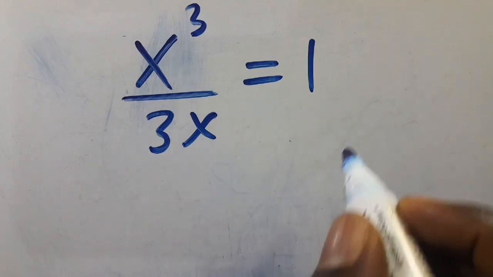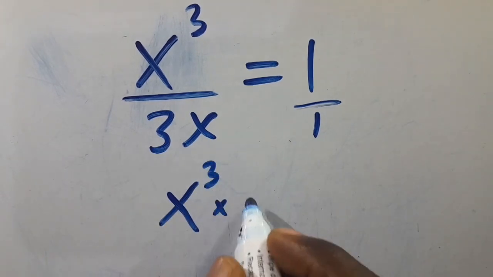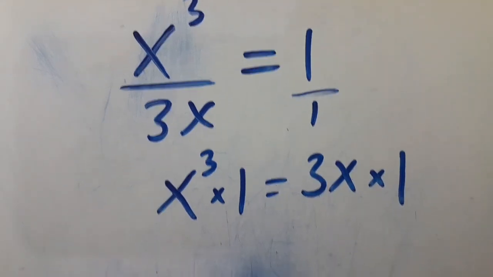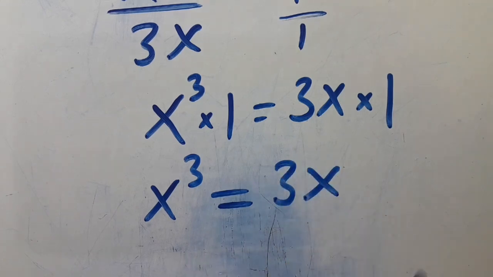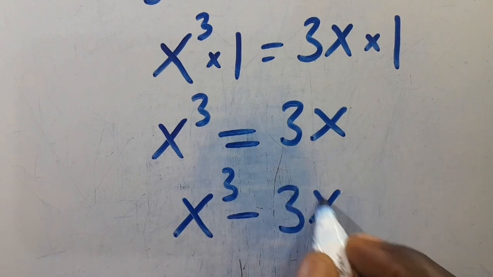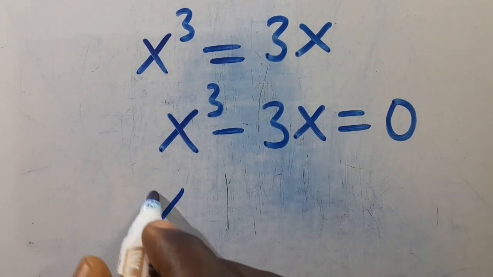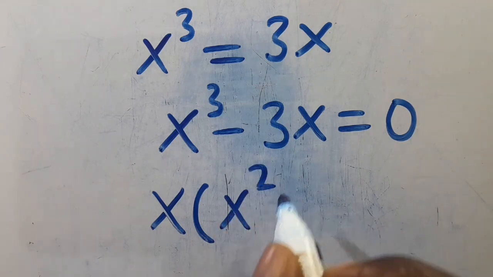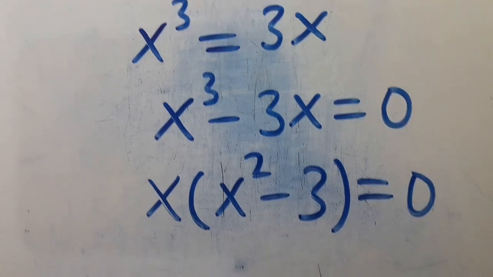From here, when we cross multiply, we have x to the power of 3 multiplied by 1 equals 3x multiplied by 1. So we have x to the power of 3 equals 3x. Taking this to the left, we have x to the power of 3 minus 3x, then we set everything equal to 0. What is common here is x. When we factor it out, x to the power of 3 divided by x leaves x to the power of 2, minus 3x divided by x leaves 3. We close the bracket and set everything equal to 0.